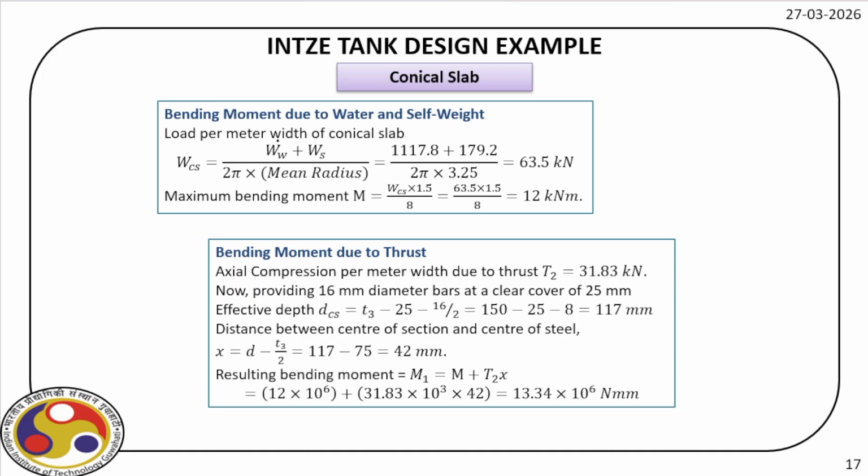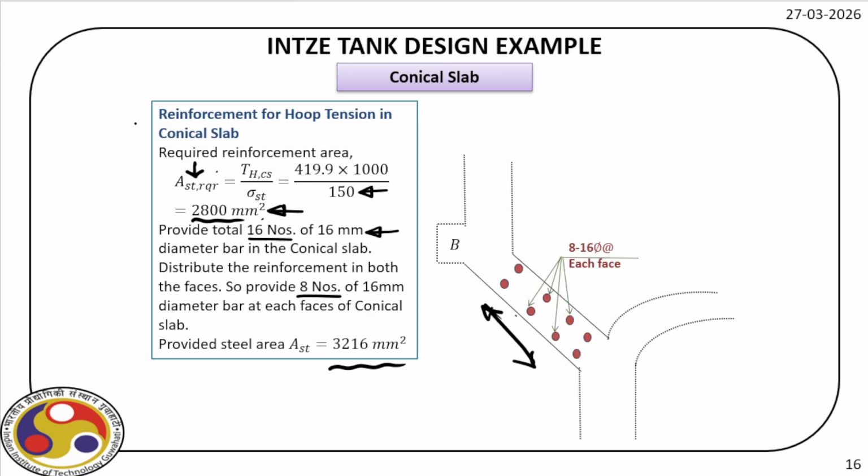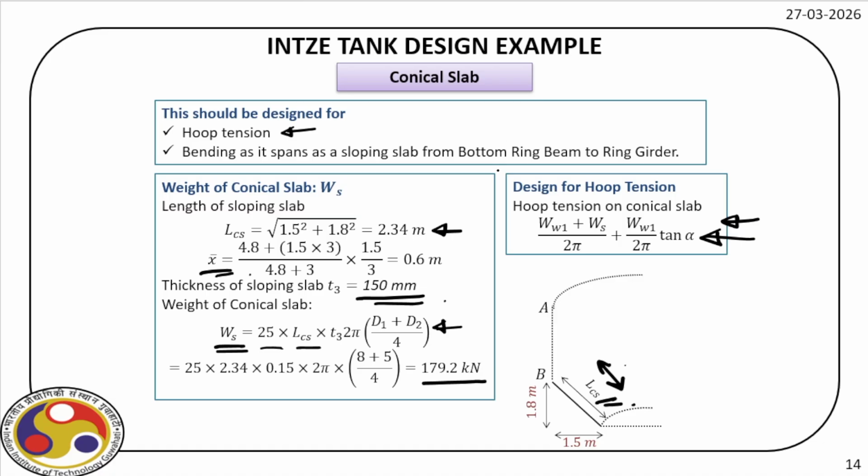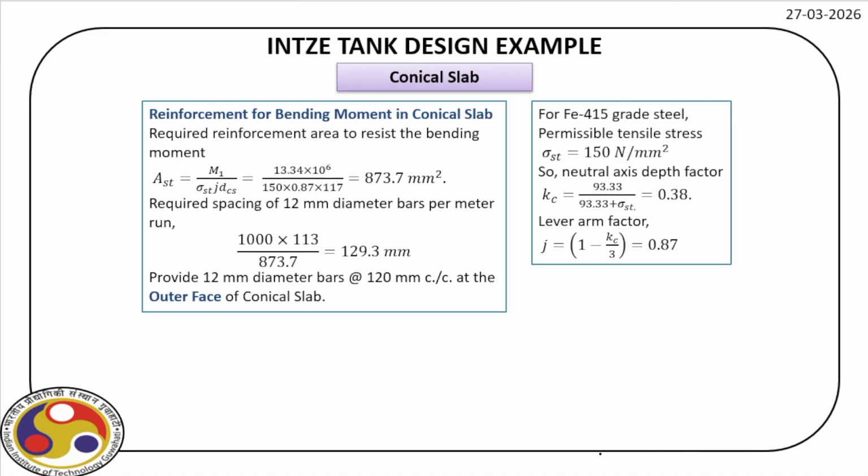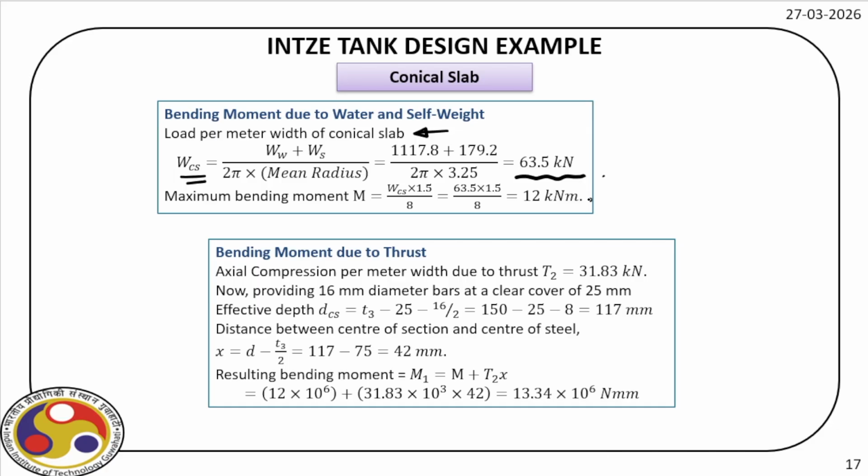Okay, so now we have to design it against bending moment because this part of the structure will experience bending moment while supporting the weight of the water. So load per meter width of the conical slab we have found out here. So that is 63.5 kilonewton. So you can find out maximum bending moment, which is WCS times 1.5. 1.5 is this dimension, as you can see, by 8, which is 12 kilonewton meter, right?